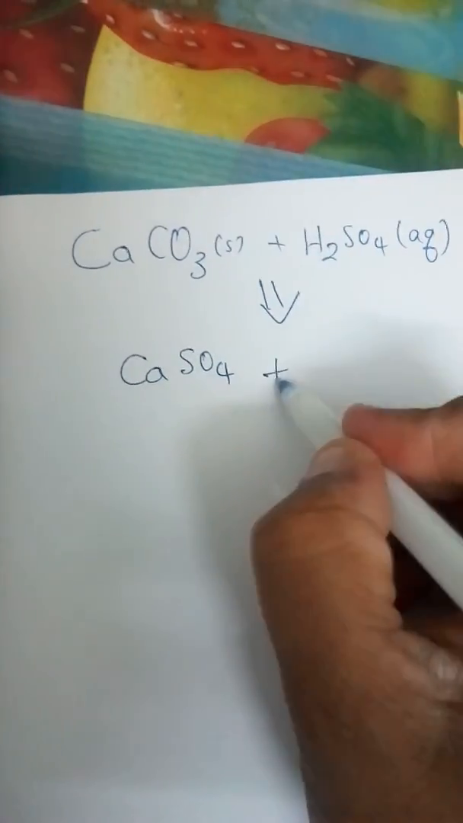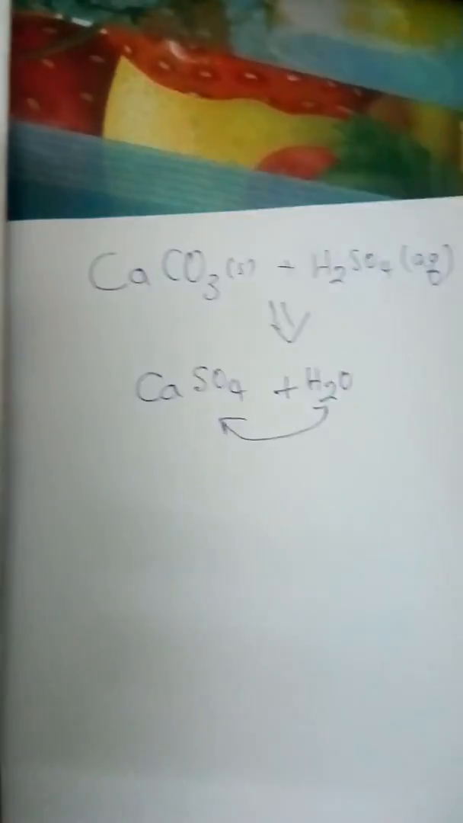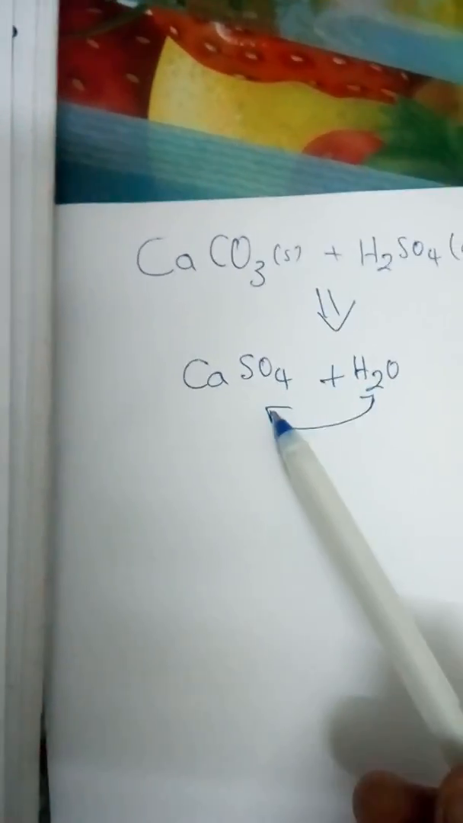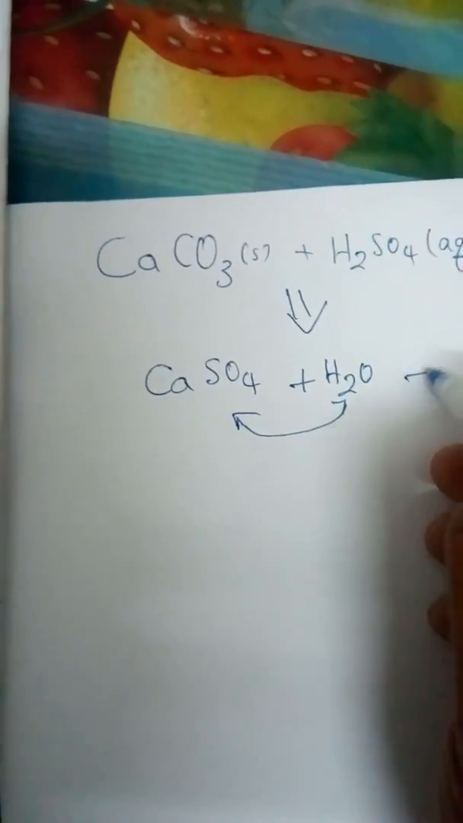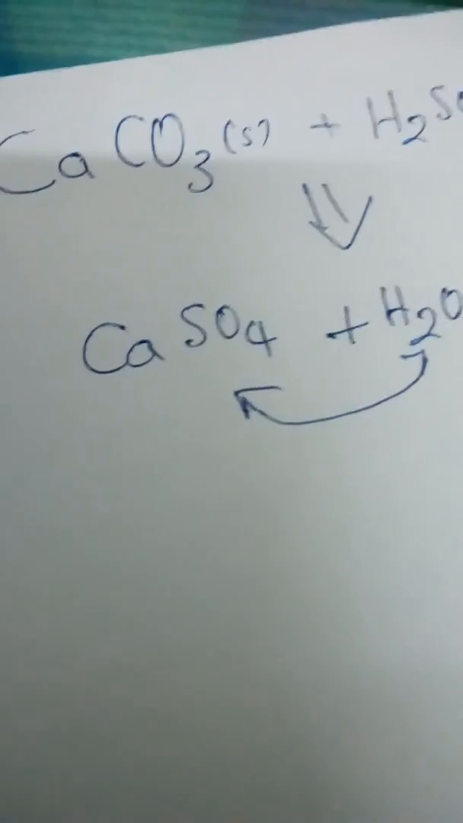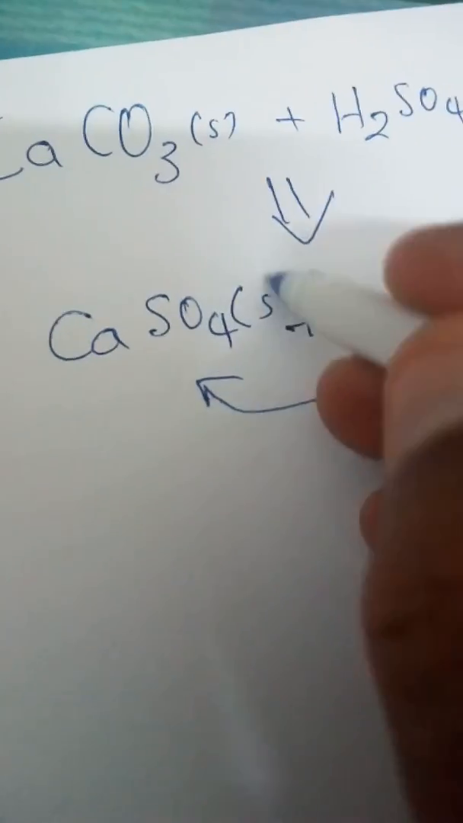Because it is insoluble, it cannot dissolve in water. Therefore, we say this calcium sulfate is an insoluble salt. And there is another gas which is produced, CO2. As you can see, the calcium sulfate stays as a solid and does not dissolve in the water.